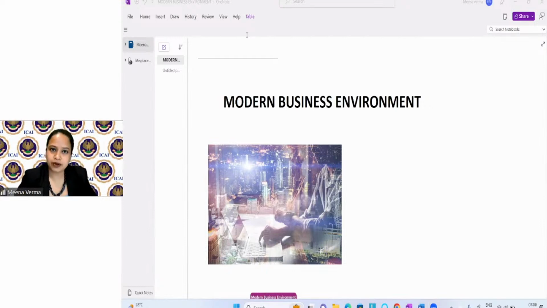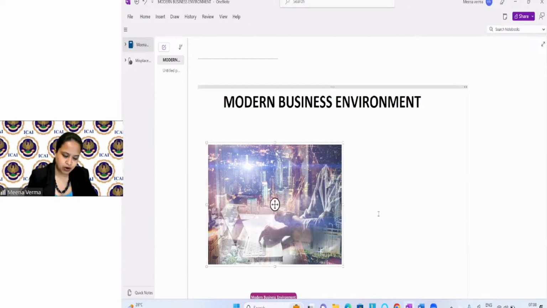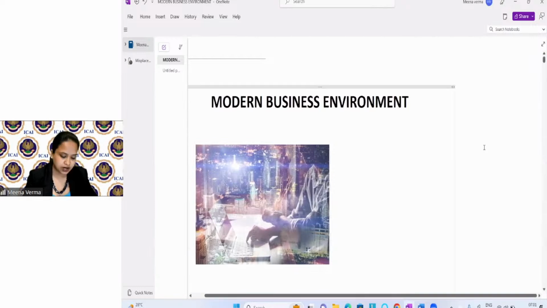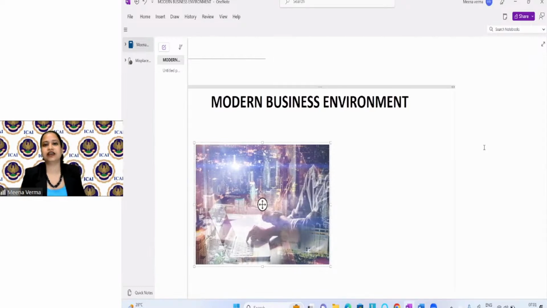So the topic of today's session is modern business environment. This is our second chapter. If you will see here, in modern business environment, they are considering some new concepts. Like here they have introduced quality management.